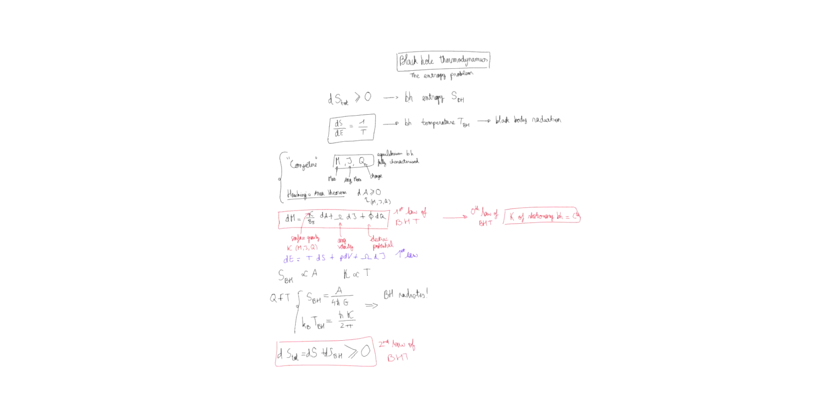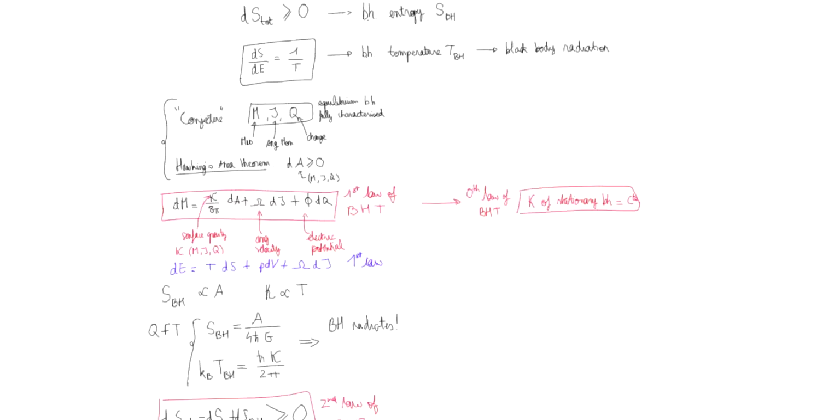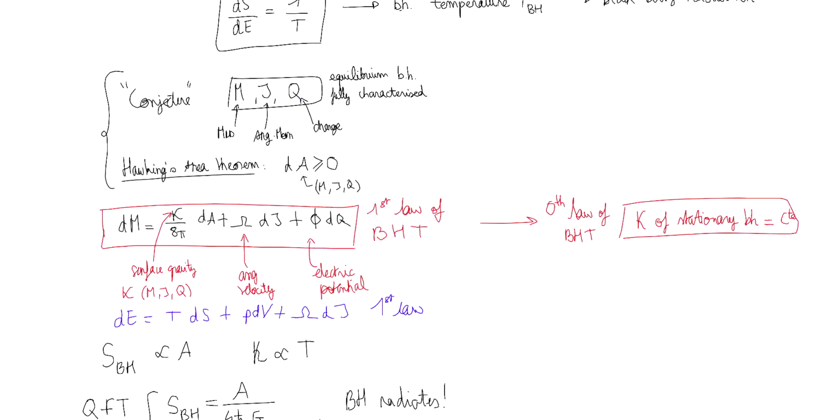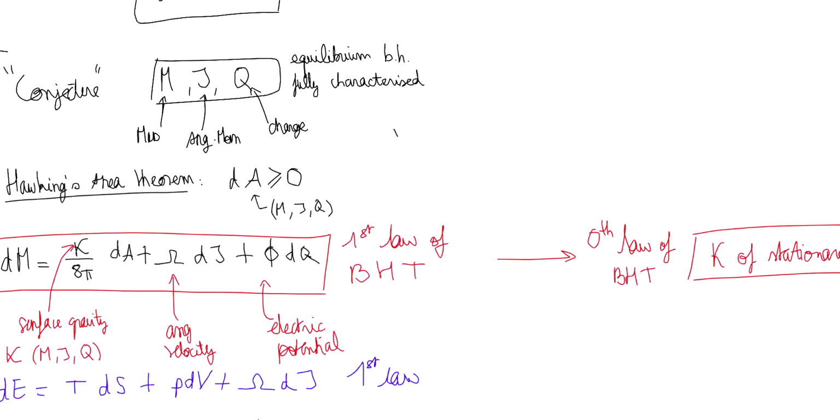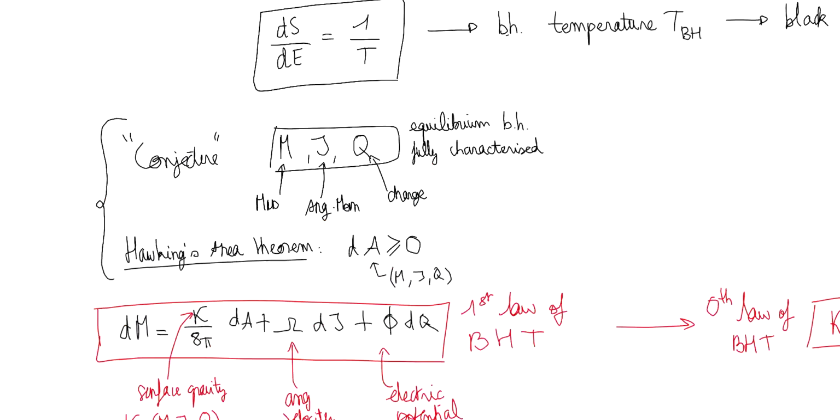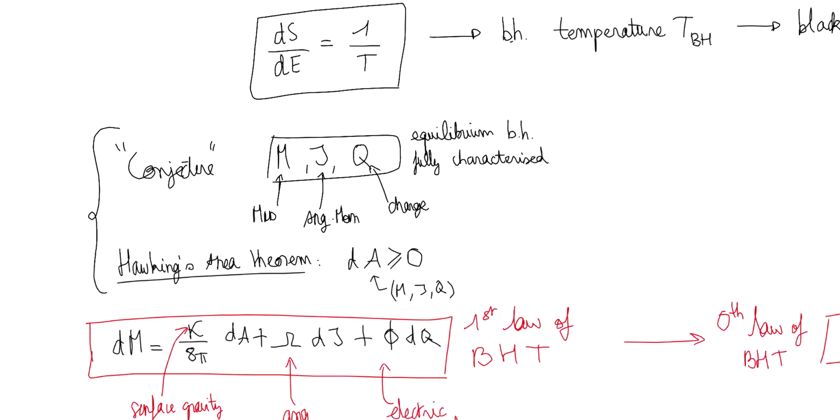So maybe I just want to make one last point about Hawking's area theorem. Here we use the conjecture that black holes must be described by the mass, angular momentum, and charge when they're at equilibrium. And we use Hawking's area theorem, that the area of a black hole cannot decrease, which comes from the fact that the only way a black hole could decrease is either by more non-escaping light rays entering the black hole. I mean, the only way that a black hole could increase.